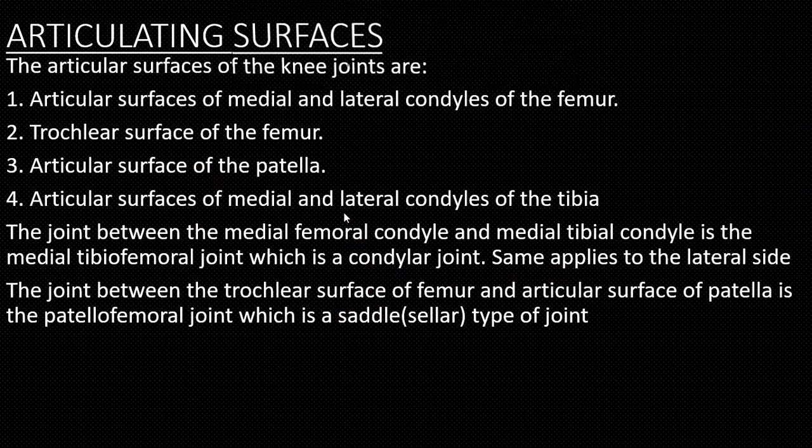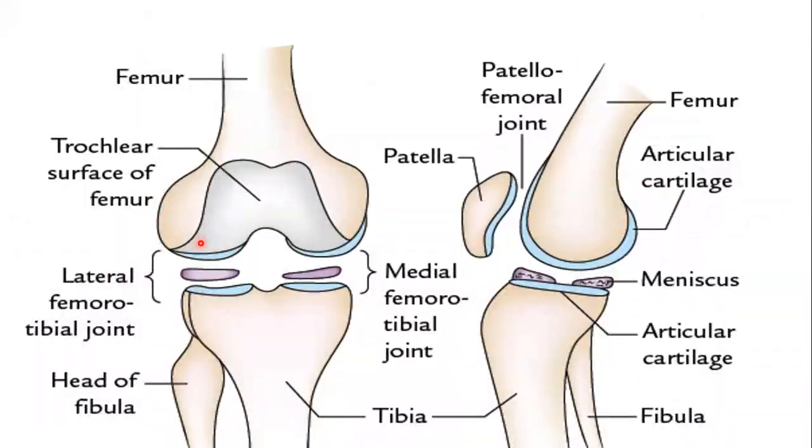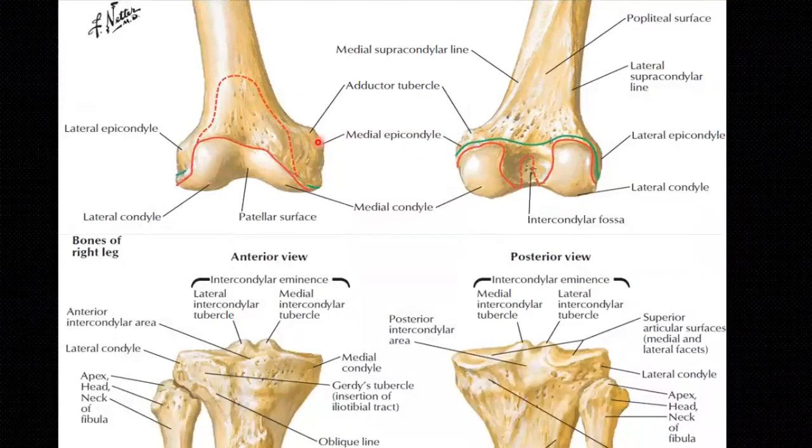Let's see them there. Now, here we are. You can see the lateral femoral condyle articulating with the lateral tibial condyle with the lateral meniscus intervening to form the lateral tibiofemoral joint. Then here you can see the trochlear surface of the femur articulating with the articular surface of the patella to form the patellofemoral joint, which is a saddle-sellar type of joint. Same here.